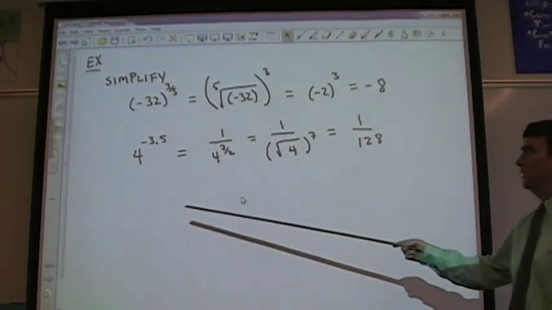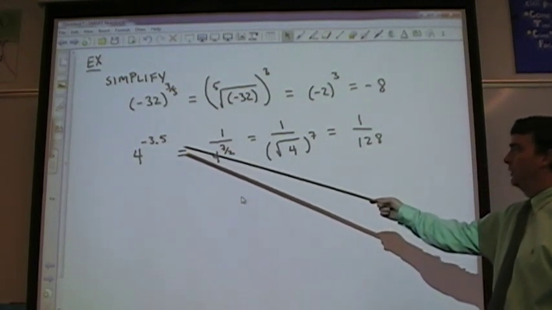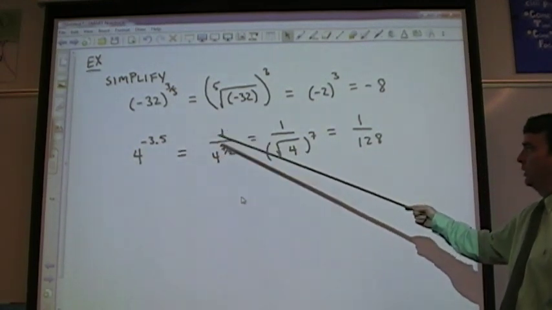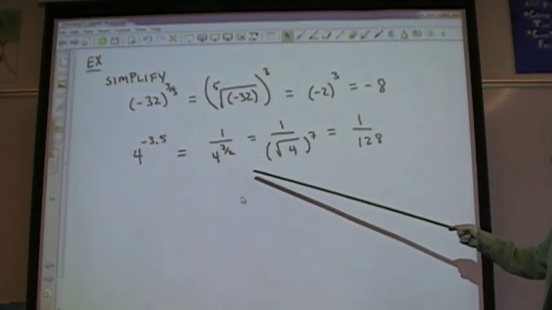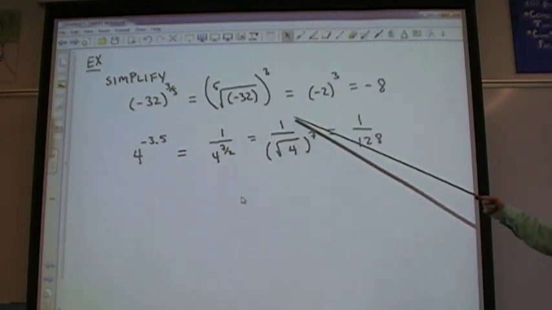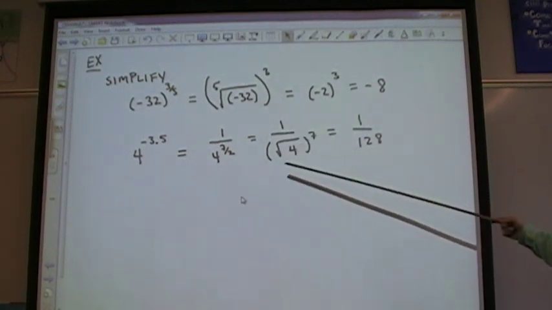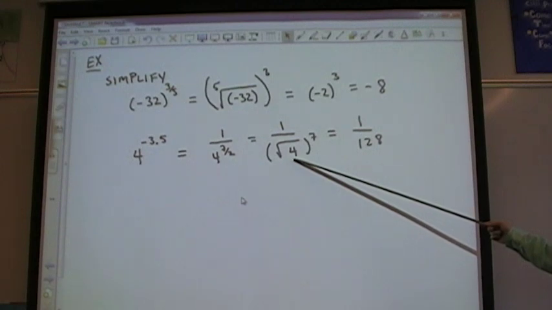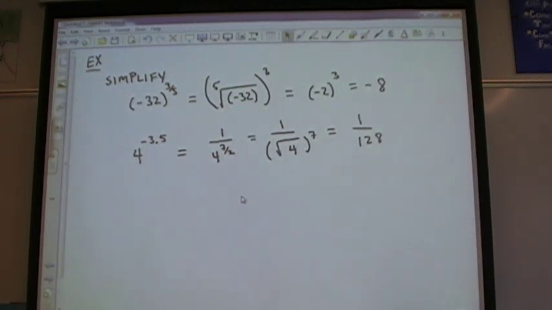Same thing here. 4 to the negative 3.5 becomes 1 over 4 to the 7 halves, which is 1 over the square root of 4 to the 7th. The square root of 4 is what? 2. 2 to the 7th is 128. Okay? Got it?